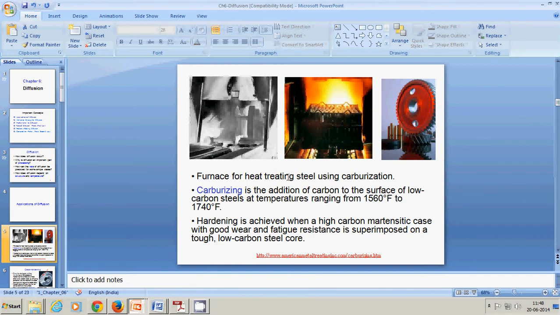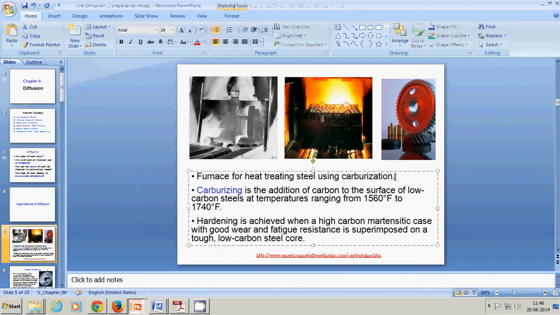like furnace for heat treating steel using carburization. Carburizing is basically the addition of carbon to the surface of low carbon steels at this temperature range, and hardening is achieved when a high carbon case with good wear and fatigue resistance is superimposed on a tough low carbon steel core.